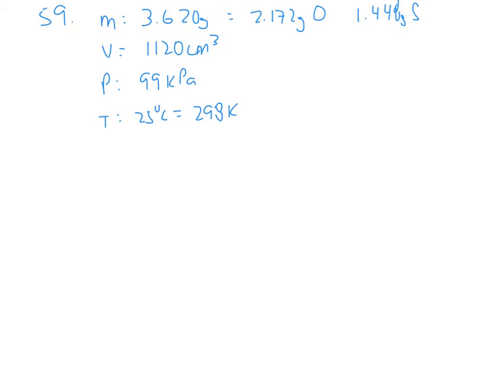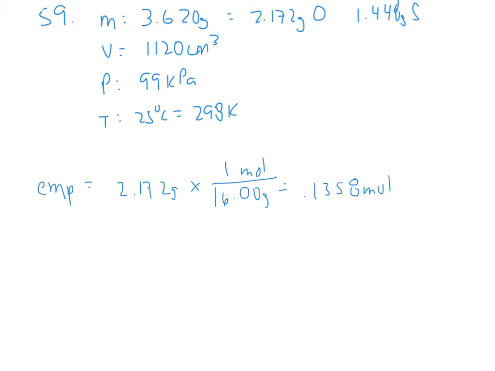Well, the empirical formula actually is pretty easy. If you just remember, empirical formula, all I need is my moles for my known elements. So I could take the 2.172 grams of oxygen and divide by the 16 grams per mole that we know oxygen to have. And I get 0.1358 moles of oxygen.